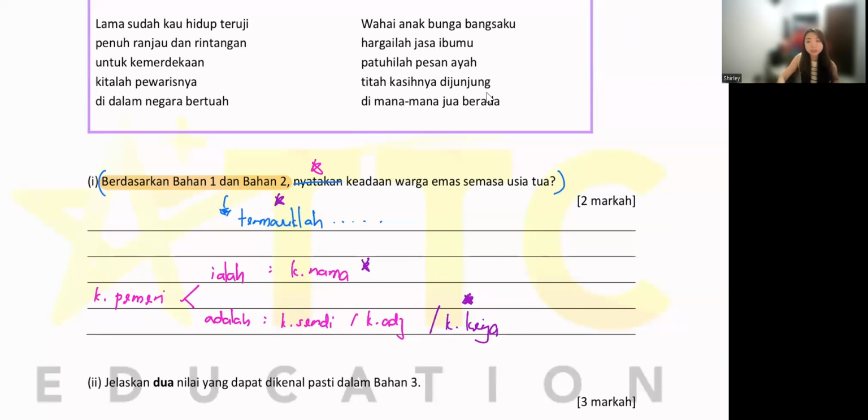Okay. Then for this one, that is just 2 marks and they ask you to "nyatakan," then you just state what happens. You do not need to explain anything. You just state, because "nyatakan" means list out. Okay, question 2.